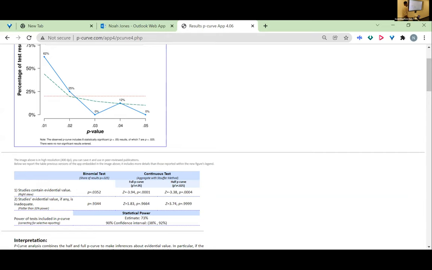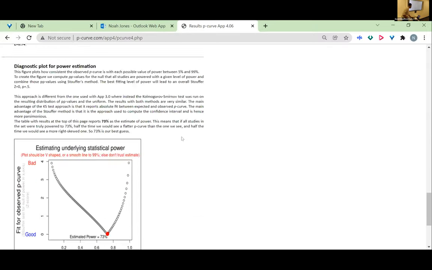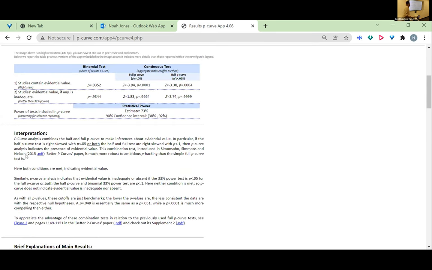So basically here, I think the interpretation, if I scroll down, here we go. Kind of weird. Oh, so yeah, right there. In this case, both the tests are met, indicating evidential value in the P curves. And then it tries to provide you with a statistical power estimate, which I think you guys should take with a grain of salt, because it's just one power test out of many. But again, I encourage you to read the paper for more details.